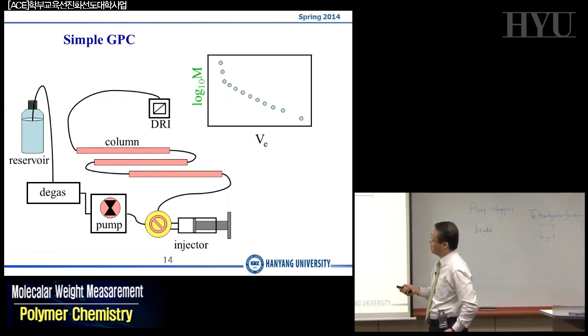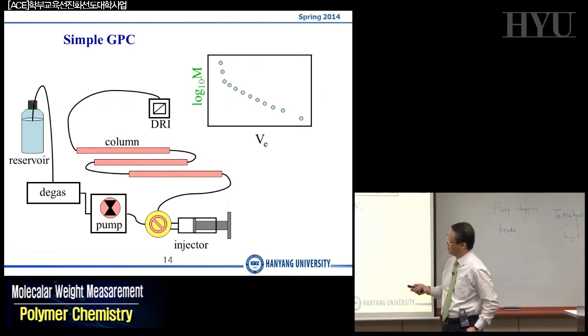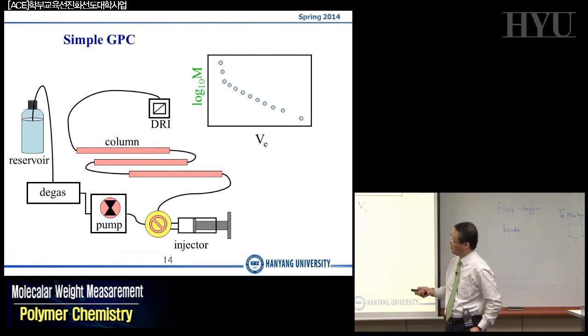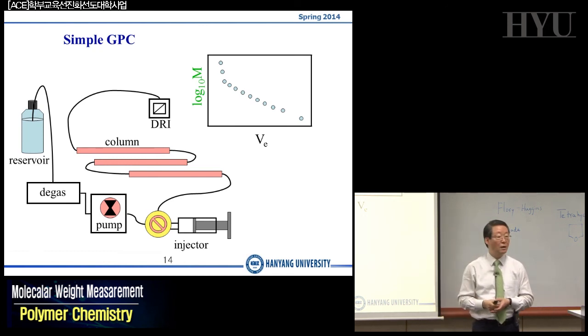This is the simple schematic. You have a reservoir of solvent. You usually have to degas it, because gas bubbles are very critical, as you push the solvent through the pump. The solvent will go through these columns, and at a certain point, you inject your polymer solution by hand or by an automatic sampler. You can have a detector. The detector could be a refractive index detector.